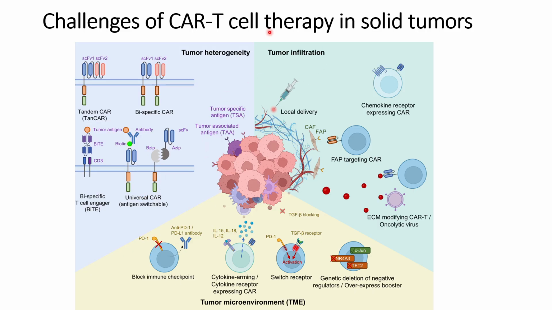The other challenge is tumor infiltration. In order to deal with this, we can do local delivery, and also we can use CARs with FAP targeting, that is fibroblast activation protein. Since the tumor microenvironment has a high fibroblast content, and also more cancer associated fibroblasts, targeting the CARs to fibroblast activation protein will improve the tumor infiltration capabilities.